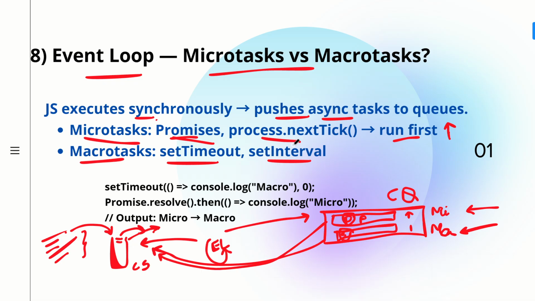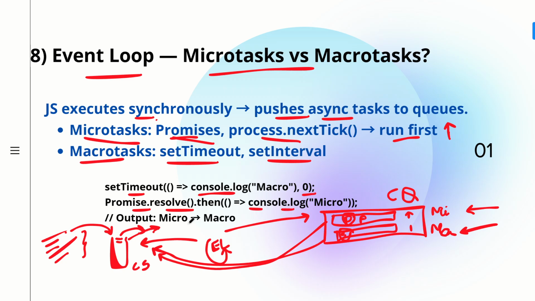Okay, so this is how your event loop works, and these are our micro task and macro task queues where your async tasks are stored. For example, you can see here we have setTimeout. If you give console.log with macro and the time you have given is 0, then you have Promise.resolve().then. So you have resolved your promise, and once your promise is resolved, you are handling it and just writing console.log micro.